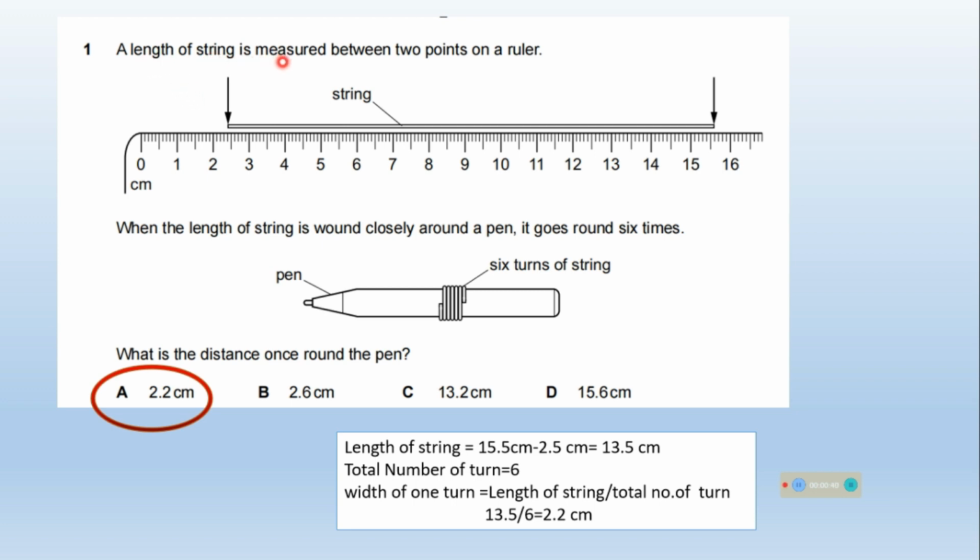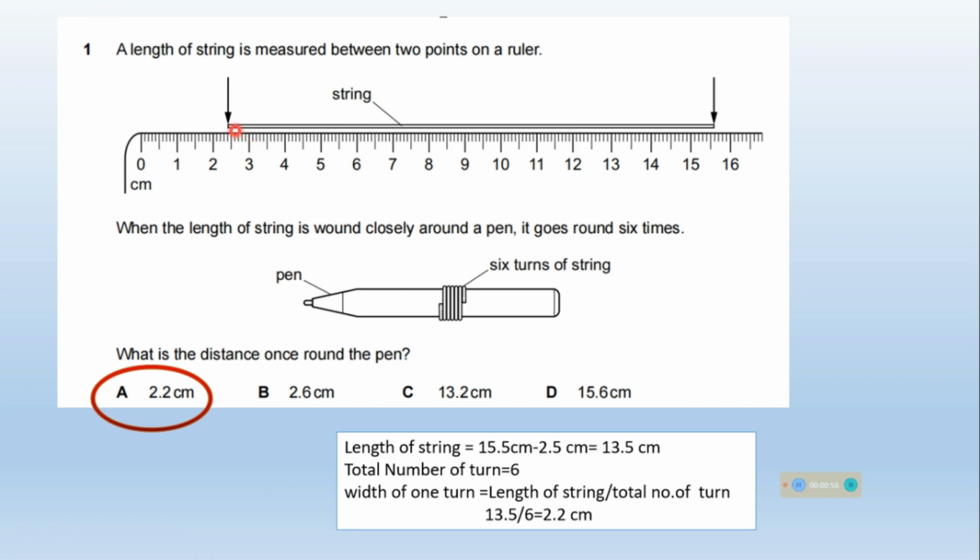A length of a string is measured between 2 points on a ruler. When the length of a string is wound closely around a pen, it goes around 6 times. So what is the distance once round the pen?